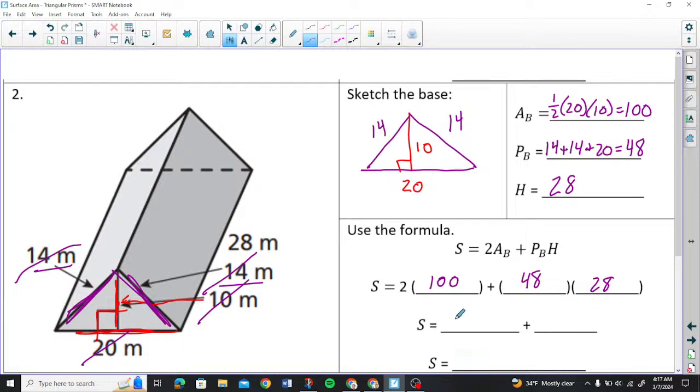And now we multiply. 2 times 100 is 200. 48 times 28 is 1,344. And then we add both numbers together. 200 plus 1,344 is 1,544, and that's meters squared. And this is how we can find the surface area of a triangular prism.